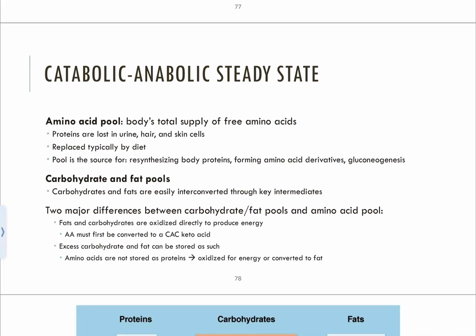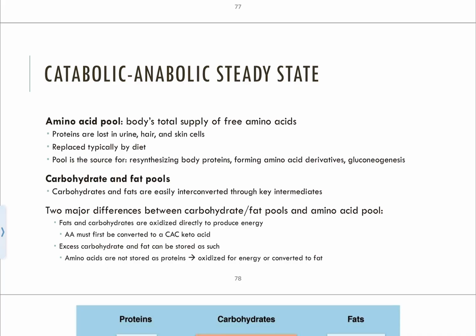When we're talking about carbohydrates, carbohydrates are easily converted to fats. And so we consider our carbohydrate and fat pools collectively, or together. There are two major differences between the carbohydrate-fat pool and the amino acid pool. Fats and carbohydrates are oxidized directly to produce cellular energy in the form of ATP. Whereas amino acids can be used to supply energy only after being converted to a keto acid, which is a citric acid cycle intermediate.